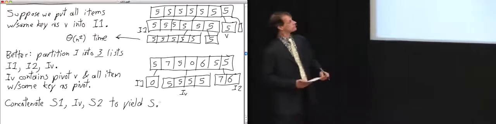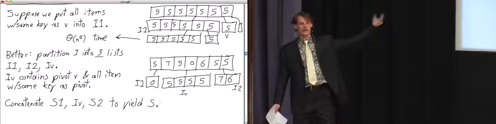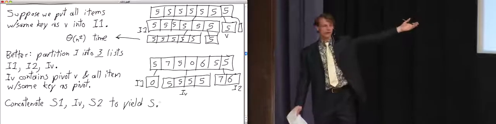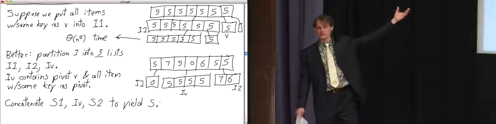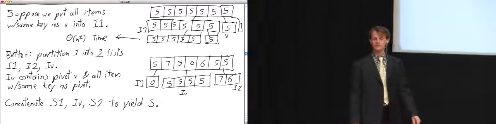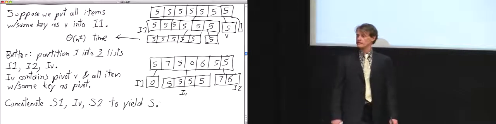And so with this little change, we add one extra list called IV. We've made a quicksort that was really, really slow when you have lots of keys that are equal into a sort that's really, really fast when you have lots of keys that are equal. Any questions about that?